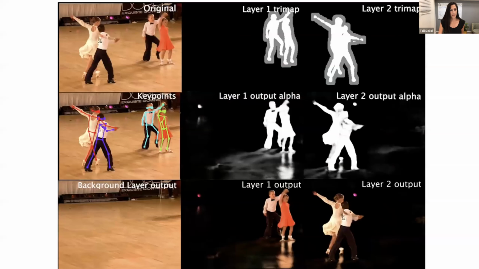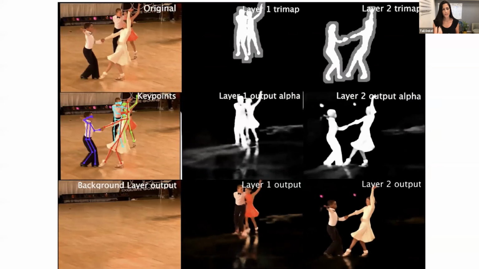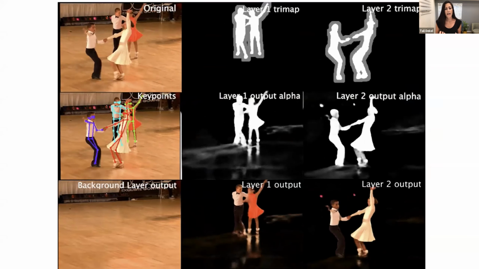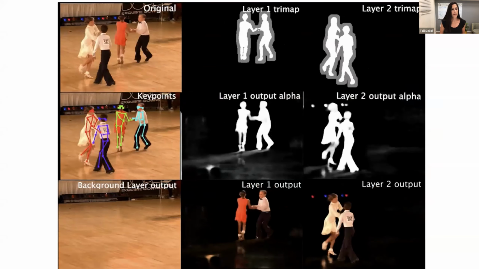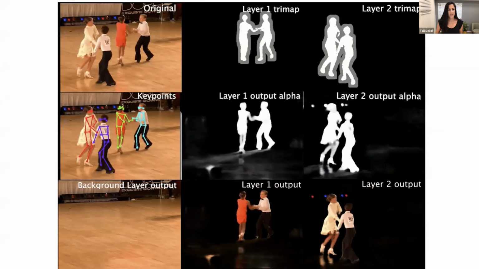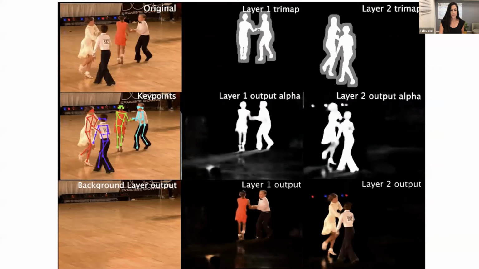So here you can see in the first row the initialization, basically what we use to initialize the network. In the second row, you can see the alpha maps that our method estimated and grow, and you can see how it adds all the fine details like loose clothing and the reflections on the ground.